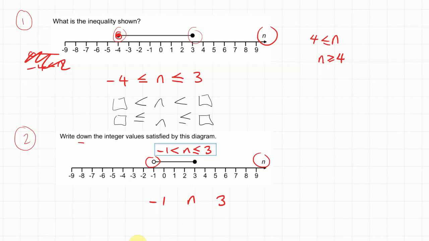It's asking us to write down the integer values. So we can't have that one because it's an open circle. We can't actually become -1. We can just get close to it. 0, 1, 2, and we can have 3 because of our inequality here, which is allowing us to. So our integer values are 0, 1, 2, and 3. So that would actually be our answer.